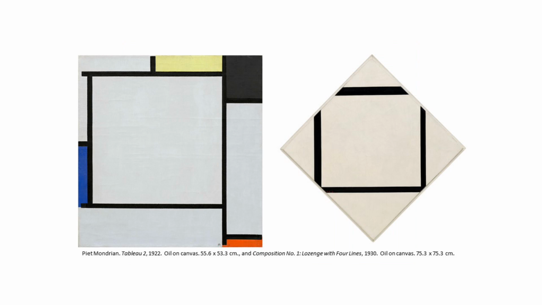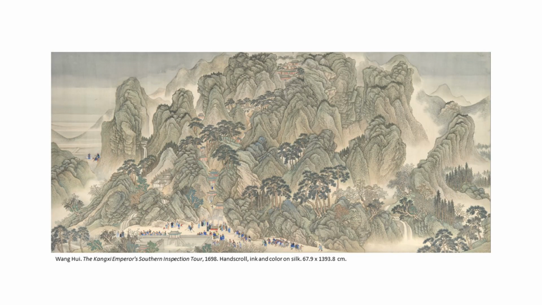Piet Mondrian, the author of these two paintings, was a Dutch artist associated with De Stijl, a modern art movement that emerged in the Netherlands in the early 20th century. De Stijl stands for style, and it embraced abstraction, specifically basic geometric elements and colors.